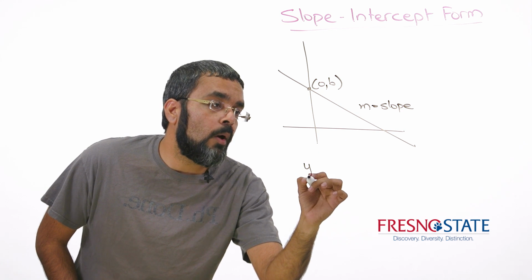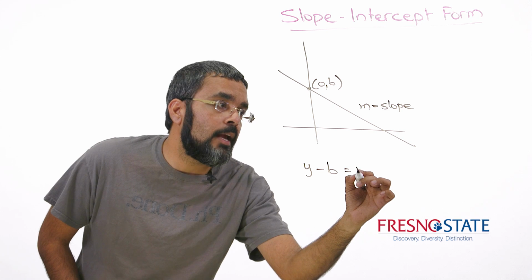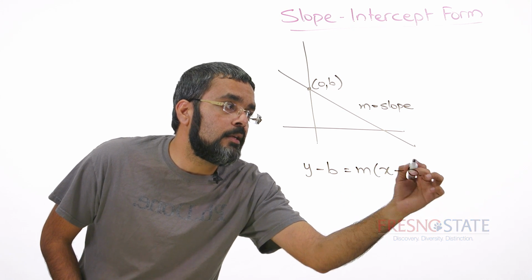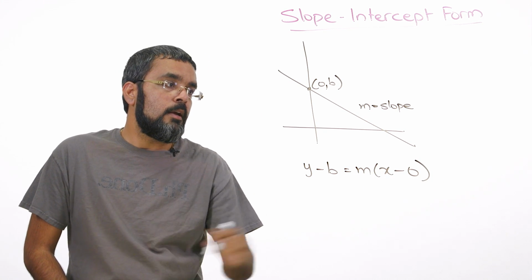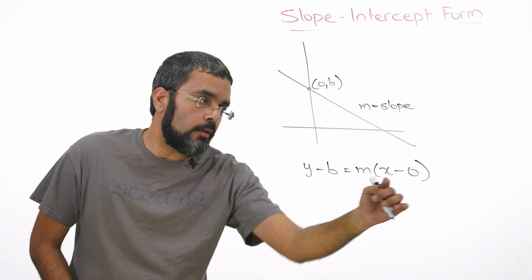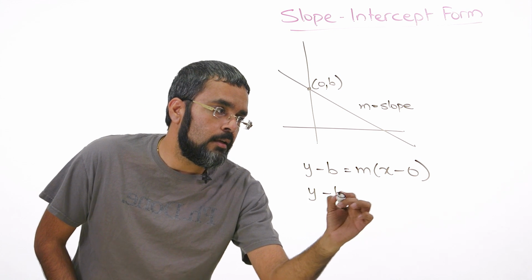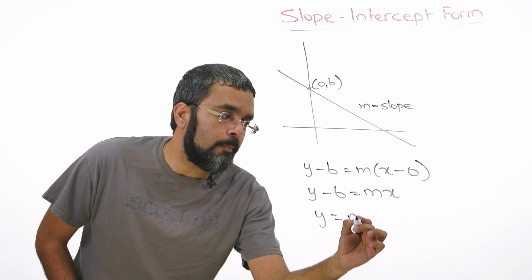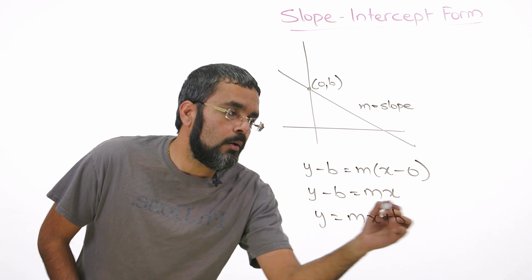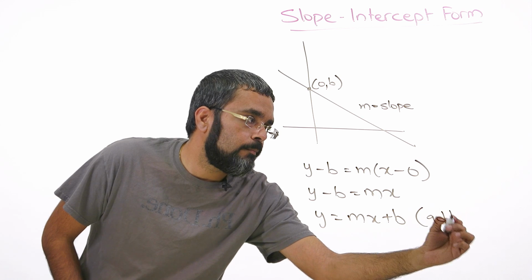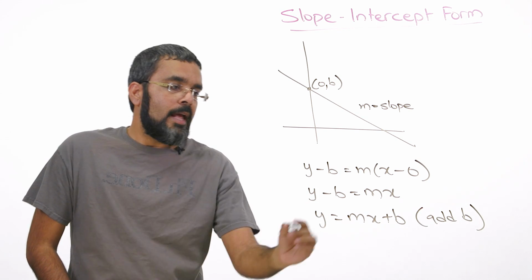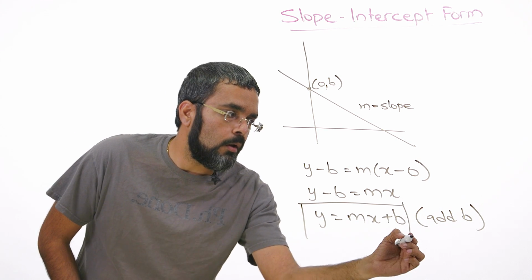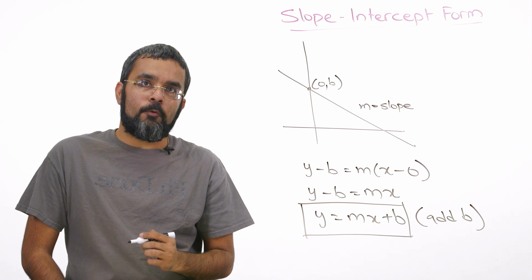well, I know that y minus b equals m times x minus 0. Since it's x minus 0, I don't need to worry about the 0, so I have y minus b equals mx. And so I get y equals mx plus b. All I have to do is add b. And this here is what we call the slope-intercept form.